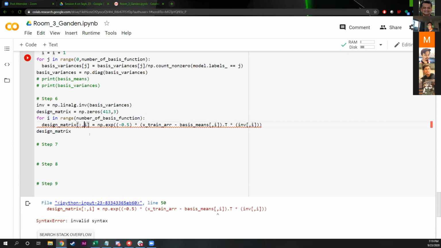Still invalid. It's not the one. The error moved. I should remove this. No, the colon is fine. The error moved to basis means. Look at the pointer in the error. Oh, over here. Do you want me to do one more colon here? Yeah, and then inverse.